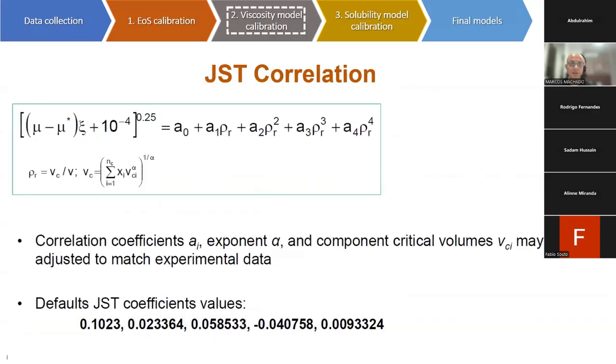So this is just to give you an idea about the equations. This is the JST correlation. Basically, it is a very simple polynomial equation. You have some mixing rules in the polynomial, and you have some coefficients. So you can tune these coefficients in order to fit the lab data. So this will be our approach. We'll try to optimize those coefficients to match the lab data.